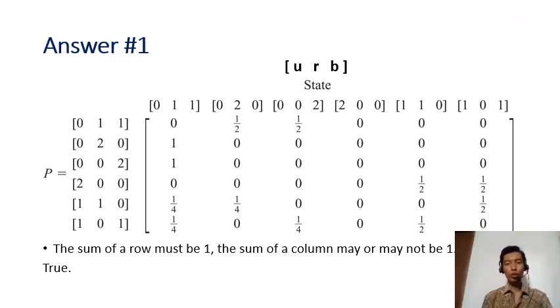The answer is true. The sum of the probabilities in a row must be 1 because we are currently at one particular state, and the sum of all possibilities of the states that we are in next must be 1, because those must cover all the possibilities of our state in the next time step.